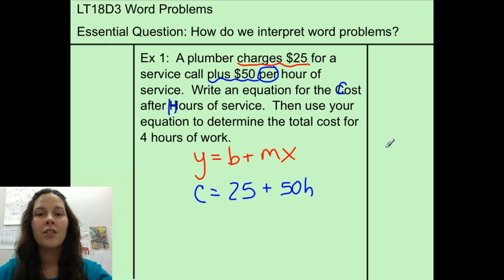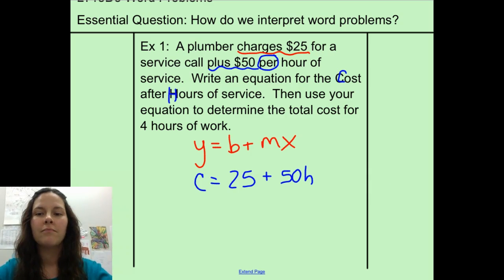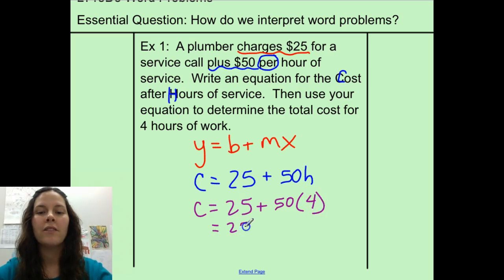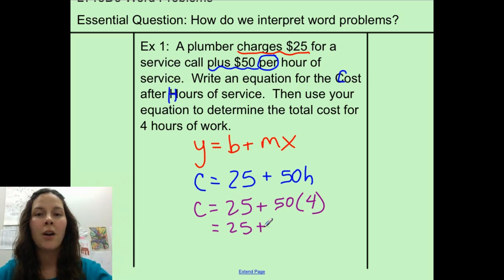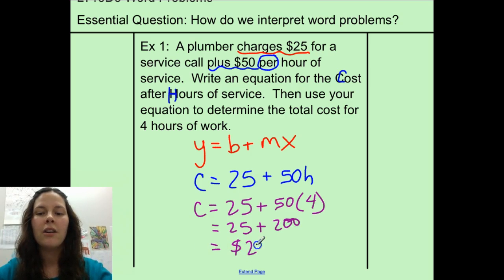Then we can use it to determine the cost if the plumber is there and works for 4 hours. So to do that, we simply substitute 4 for h and solve for c. So the cost would be the $25 service charge plus a rate of $50 per hour. After 4 hours would be $200. So the total charge that the plumber would earn for coming out to your house for 4 hours is $225.